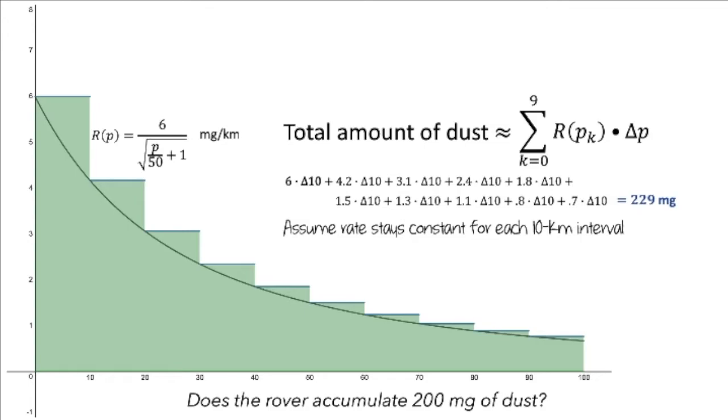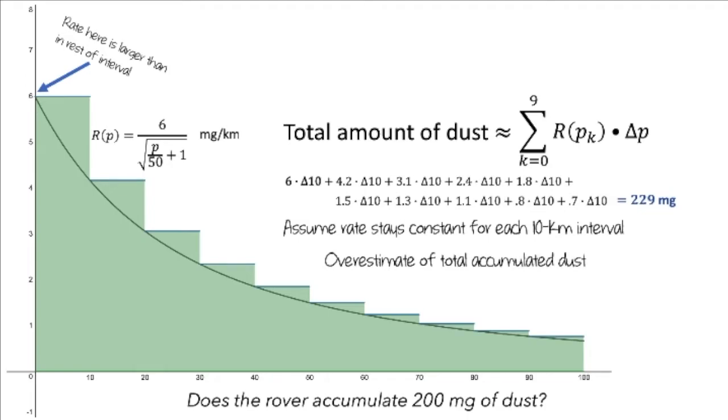Since we're assuming that the rate of accumulation was constant for each 10-kilometer interval, the number we have computed is an approximation of the actual amount of accumulated dust. In particular, we can see that the rate of accumulation at the start of each interval is larger than the rate for the rest of the interval, which means that the number we have computed is an overestimate of the actual amount of dust that accumulates. If I highlight these parts of our Riemann sum computation that are contributing to the overestimate, we can see the amount of error in our estimate.